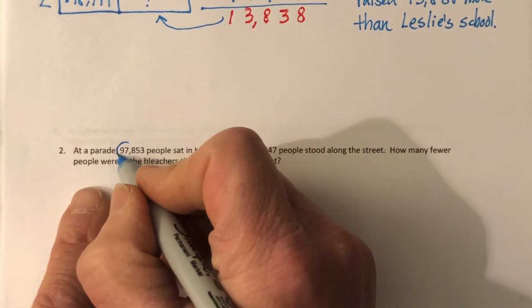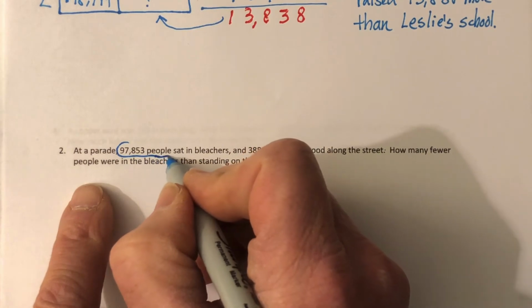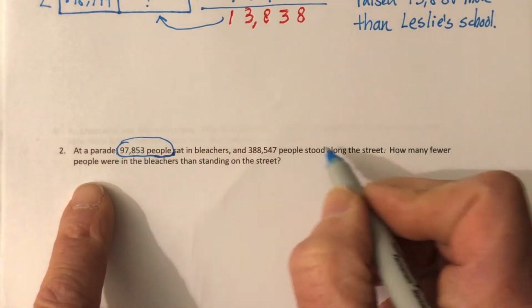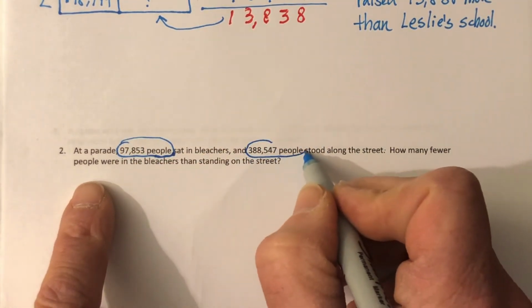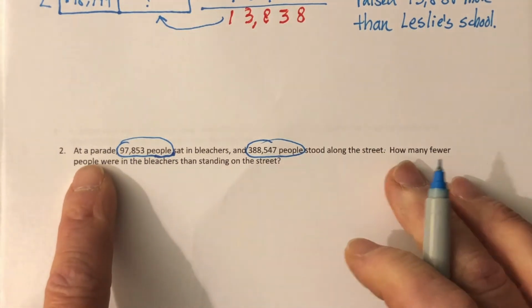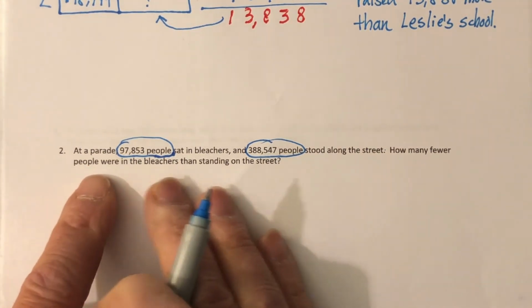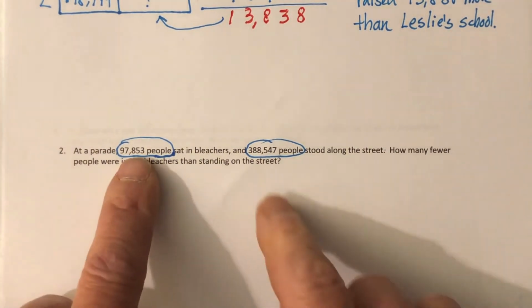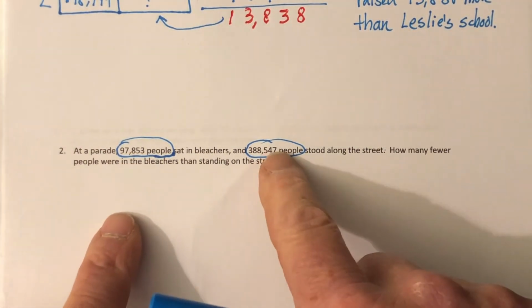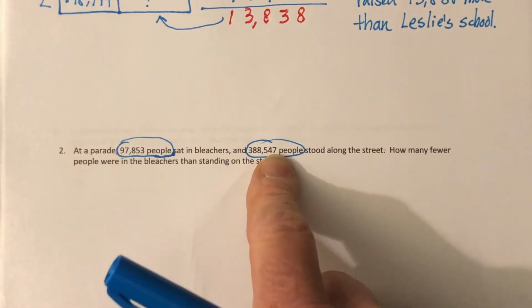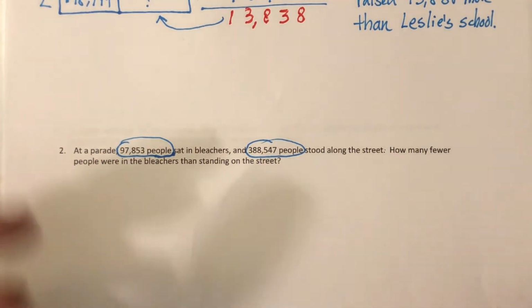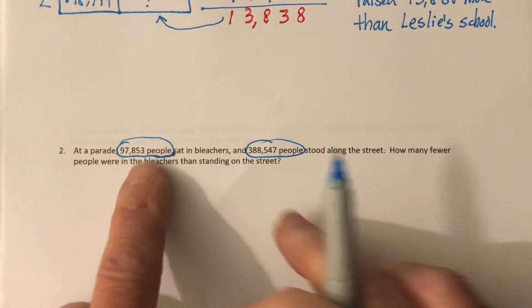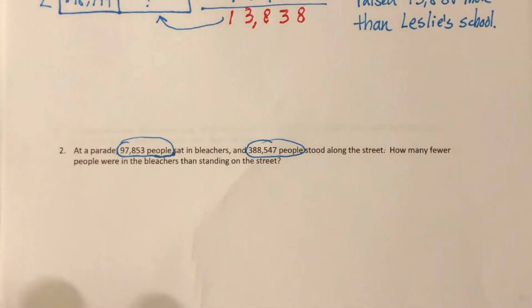This is how many people sat in the bleachers. Okay, and this is how many people sat or stood in the street. How many fewer people were in the bleachers than standing in the street? So here's our additive compare. We're comparing these two numbers. How many more were in the street than here, okay? So I need to figure out what number fits between these, okay? So again, I feel we have a subtraction problem here, okay?